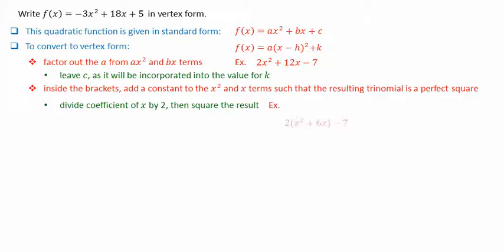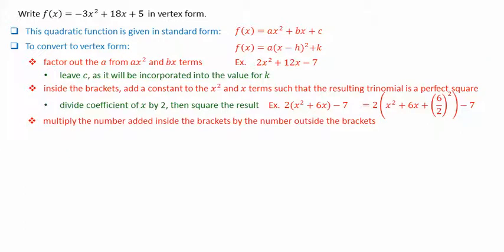For this example, first of all, factoring the 2 out of the 2x squared plus 12x gives 2 bracket x squared plus 6x. We can then divide 6 by 2 and then square that. This gets added on inside the brackets to x squared plus 6x. We then have to multiply the number that is added inside the brackets to the number outside the brackets. Note that in this case, 6 over 2 all squared is 3 squared, which is 9.